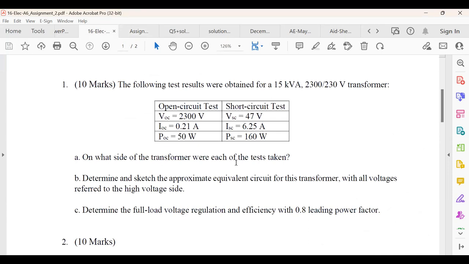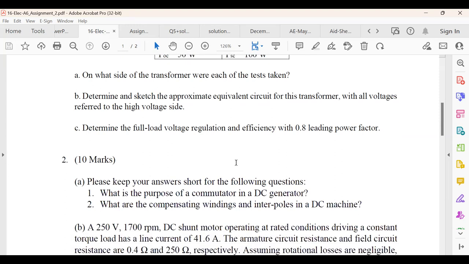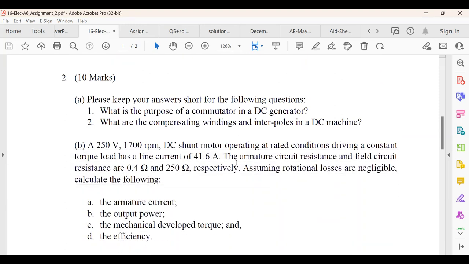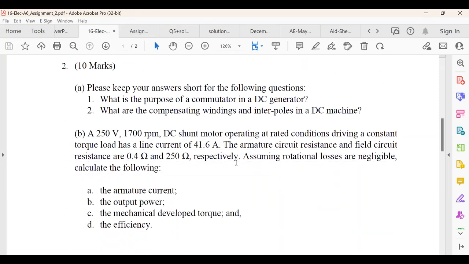Any question for this transformer problem? I think it's kind of a straightforward problem for the transformer. Like it's a default problem for the transformer, or a typical one.